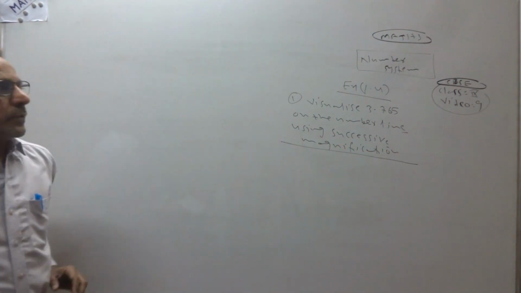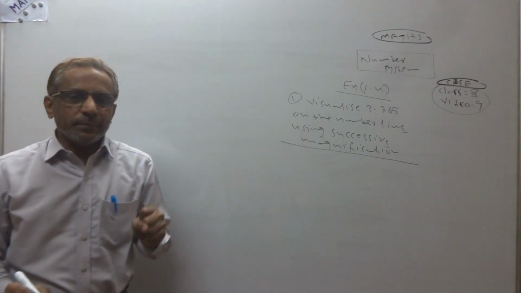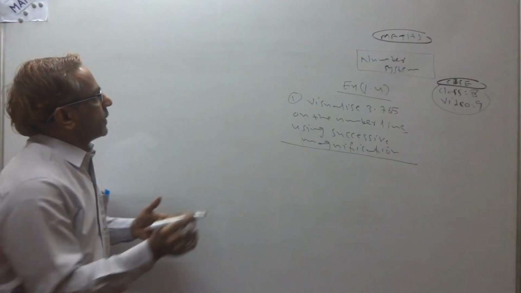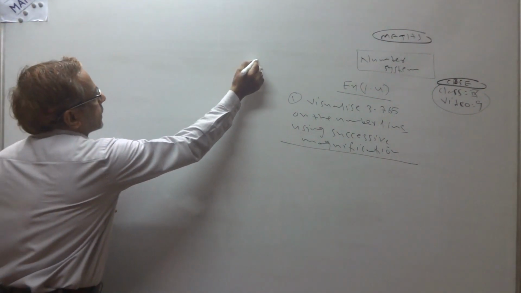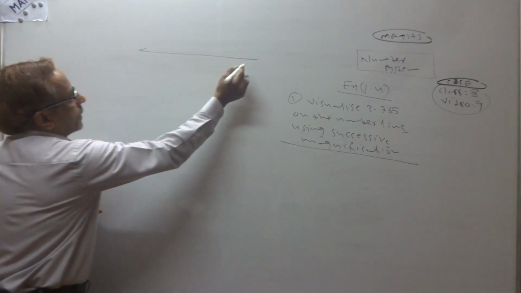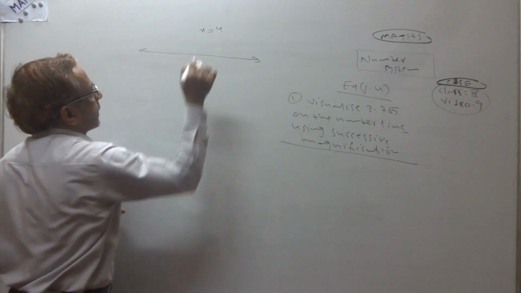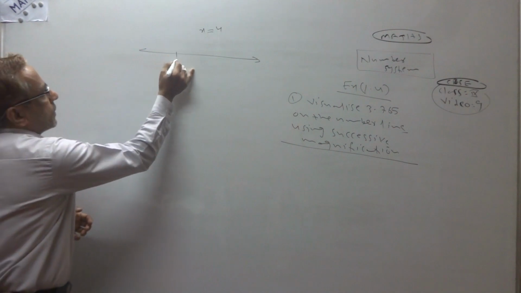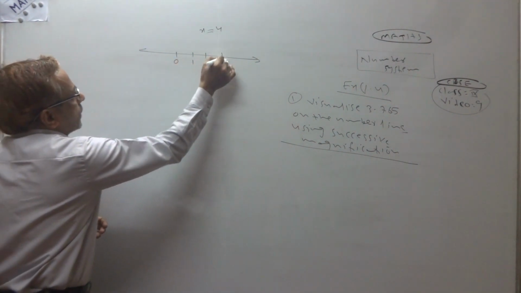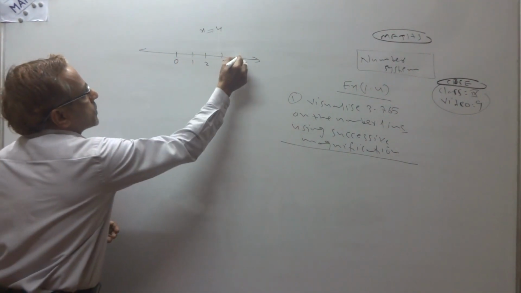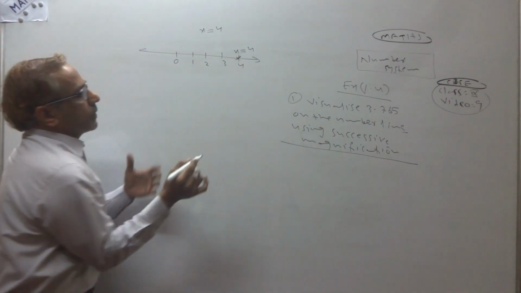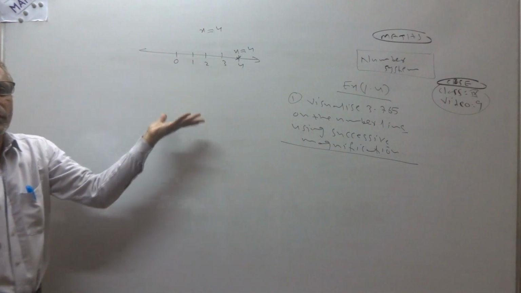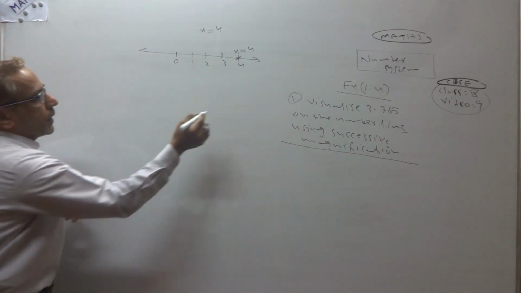Please see how we do this sum. Suppose it is said, represent 4 on the number line. Easily you can represent it. This is the number line: 0, 1, 2, 3, 4. So this is 4. Finished. Where 4 comes here, we can represent it easily.